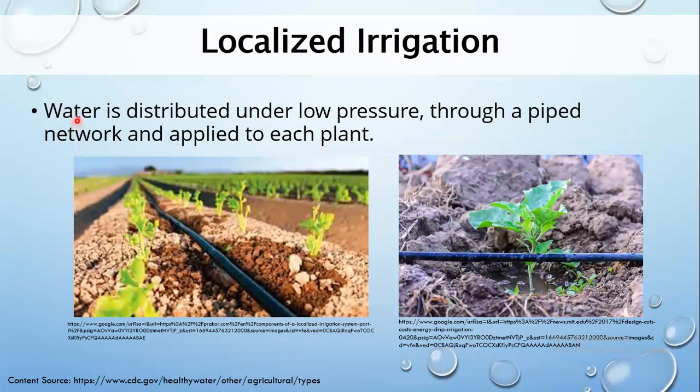Next, the localized irrigation. So water is distributed under a low pressure through a pipe network and applied to each plant. So the water is directly being put in the plant or in the place where it is needed. So that is localized irrigation. So hindi na mapapatubigan yung mga areas na kung saan wala namang tanim na plant.